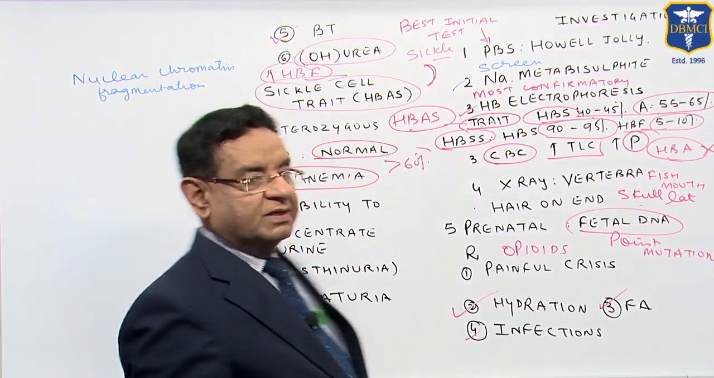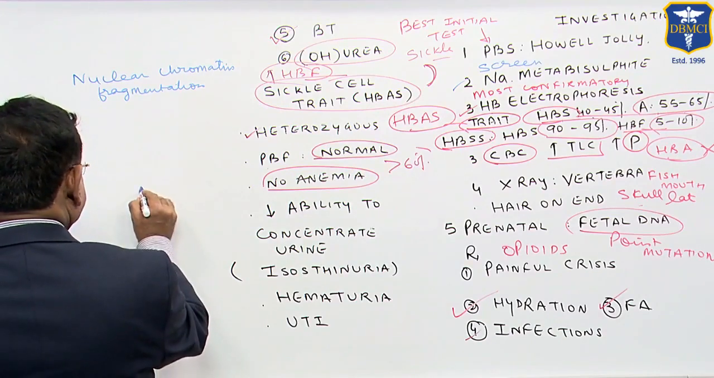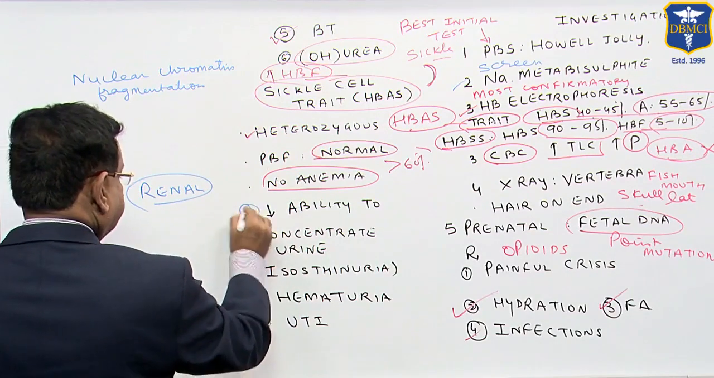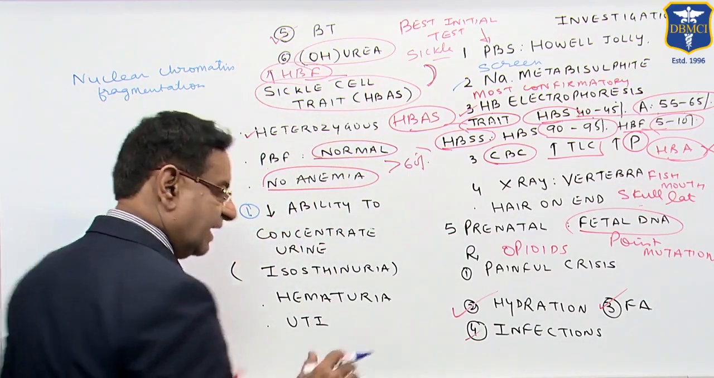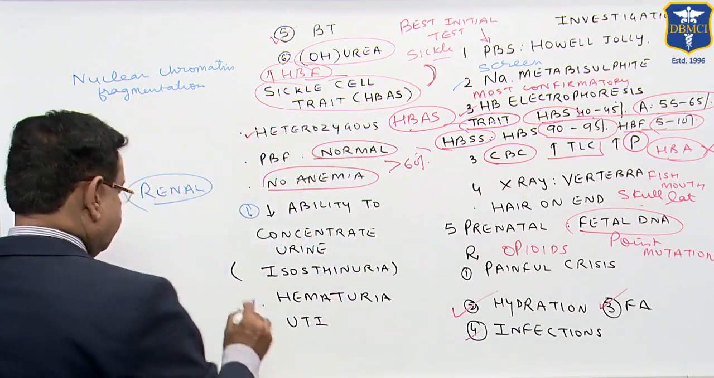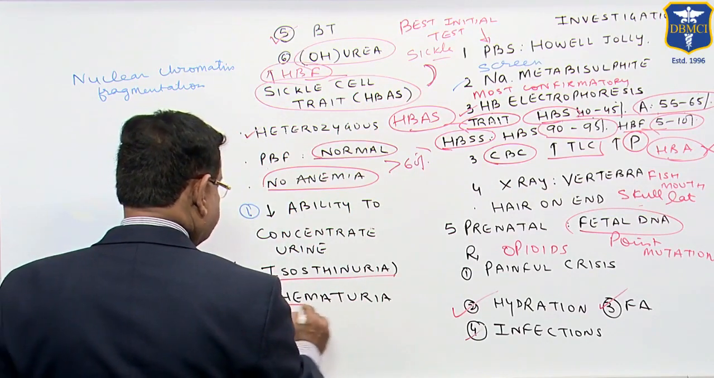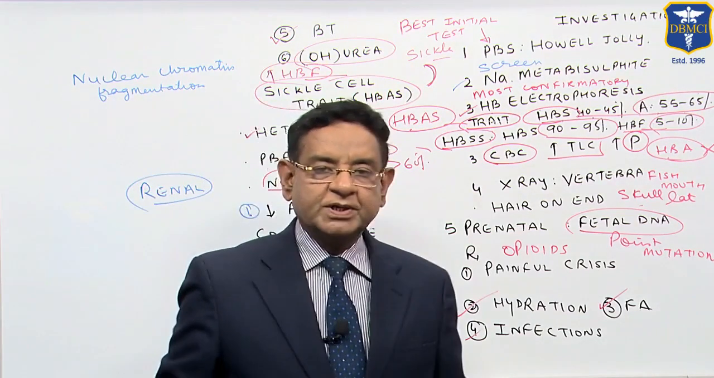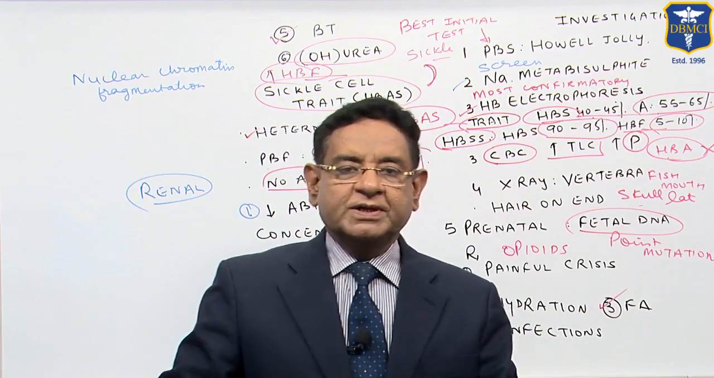But then what problem do they have? They usually have a problem in the kidney, renal problem. What is the problem? First of all, decreased ability of the tubules to concentrate the urine. That's why they have a fixed specific gravity of the urine, what we call isosthenuria. These patients may sometimes have hematuria and recurrent UTI is a problem. So these patients have more of a renal problem rather than a hematological problem.